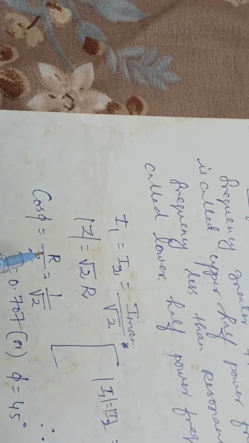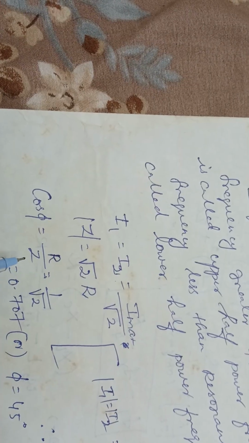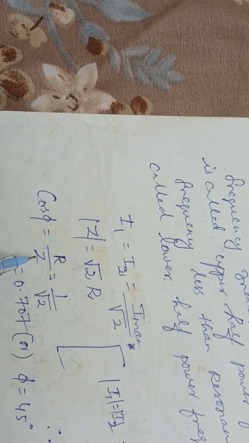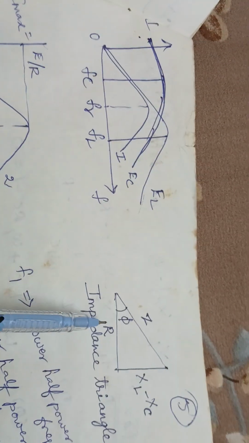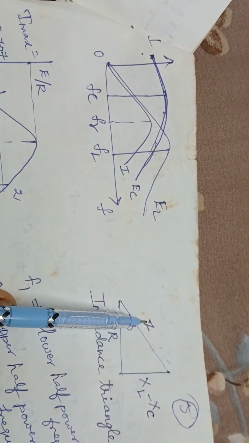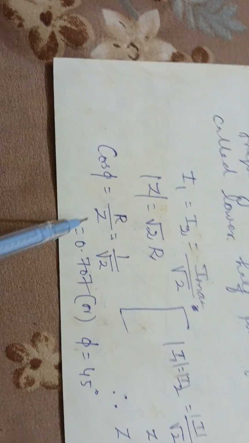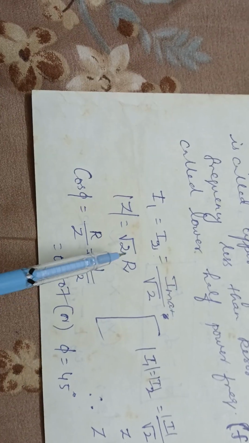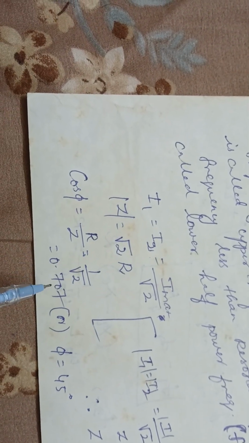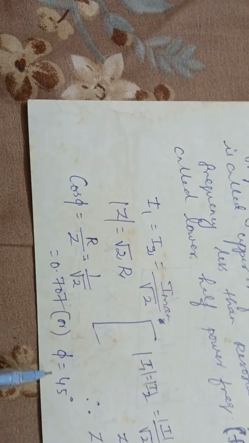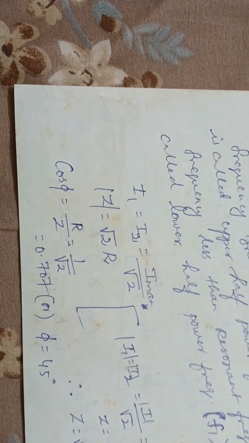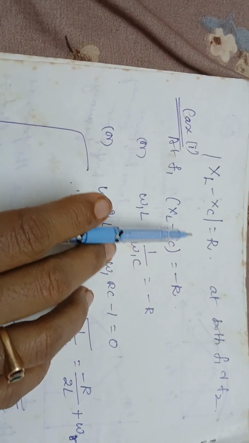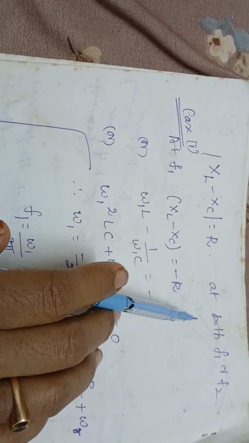So cos phi is equal to R by Z, adjacent by hypotenuse. Which is nothing but R by Z is equal to 1 by root 2 from this expression. So it is 0.707. And here we are writing XL minus XC is equal to R at both the frequencies.